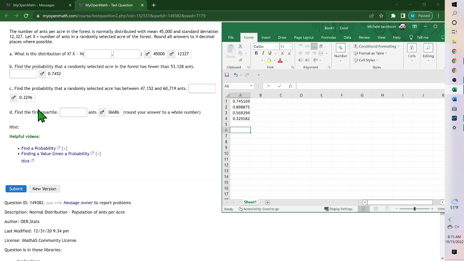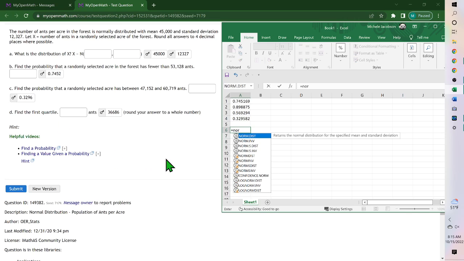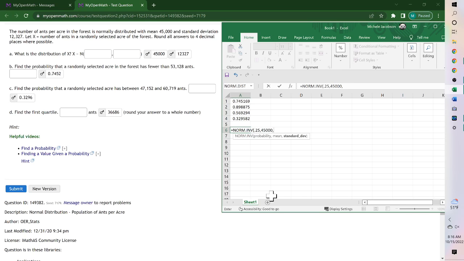The last one asks for the quartile. When you're finding the first quartile, they break into quarters, so there's 25% below the first quartile. So we put equals NORM, but in this case we have the percent, so you want to use the inverse. Since we know the part below is 25%, we use 0.25, comma, the mean, comma, the standard deviation. Now for this one you don't put a 1. You just hit enter and there's your answer.